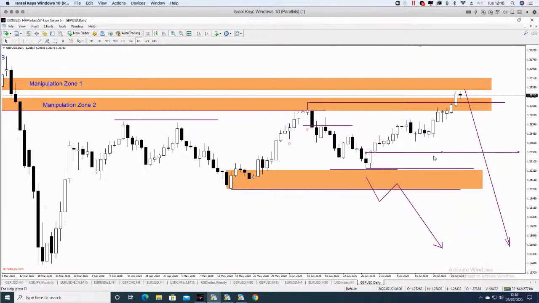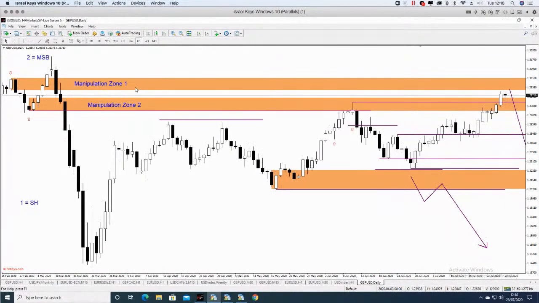But if you see this happen, let me take this line away. If you see this happen, you can actually have another 1, 2, 3, and 4. Where do you know the 4 is going? You know that 4 is coming for manipulation zone 1 because you've kept your eye on it.